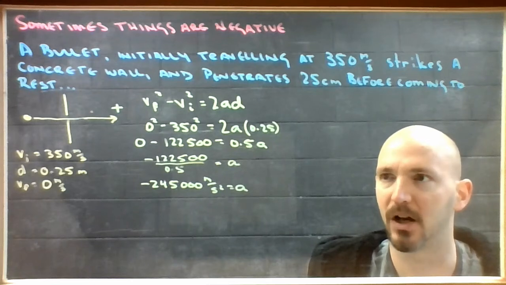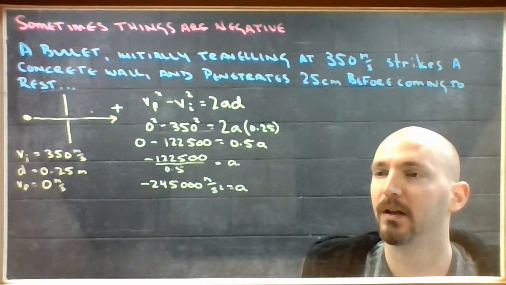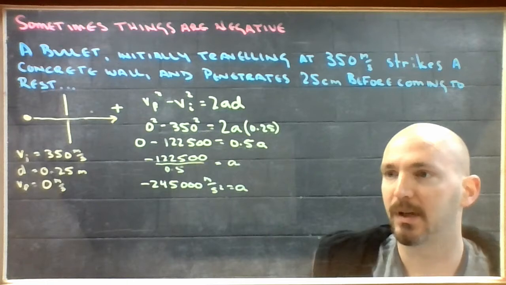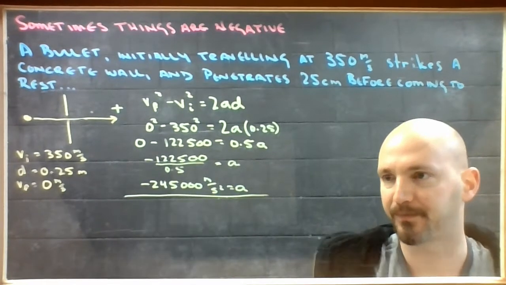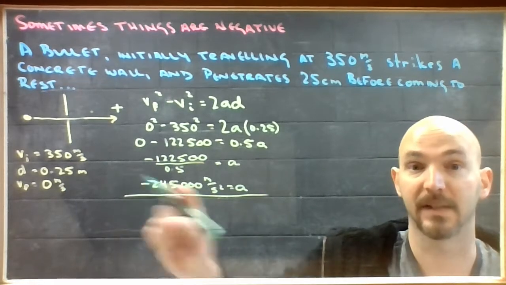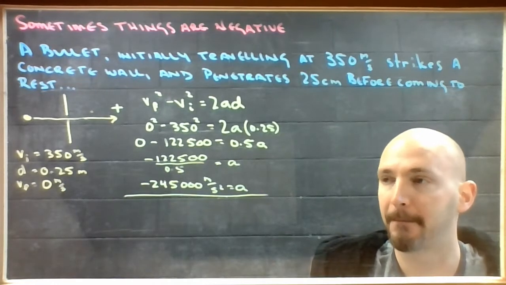That's very aggressive, but we are talking about a bullet slamming into a concrete wall, so that's probably not untoward. All right, so we need to get the time that it takes for this to happen. Oh, note, negative acceleration as expected.